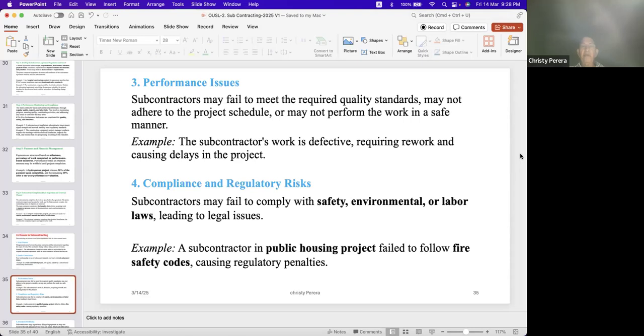Example, a subcontractor in a public housing project failed to follow fire safety codes, causing regulatory penalties. I don't know if these things are happening in Sri Lanka, but these are the correct things all over the world. Example, a public housing project: if you have given a subcontract to a subcontractor, he's failed to follow fire safety codes in that country. If it is Sri Lanka, yes. I don't know if fire safety codes are there in Sri Lanka.